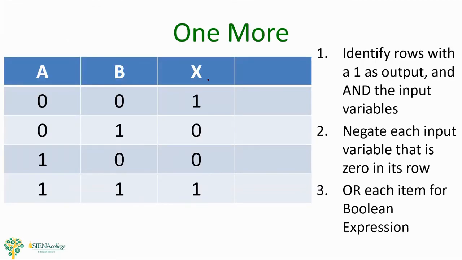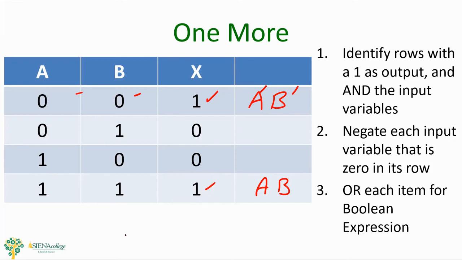Identify rows with 1 as an output. Well, that would be here and here. And put down all the variables ANDed together. Well, we only have 2 variables, so A and B. A and B. We then look on these rows, do we have any variables negated? Well, on the first row, both A and B are negated, so are 0. So we're going to negate them. On the bottom row, both A and B are 1.